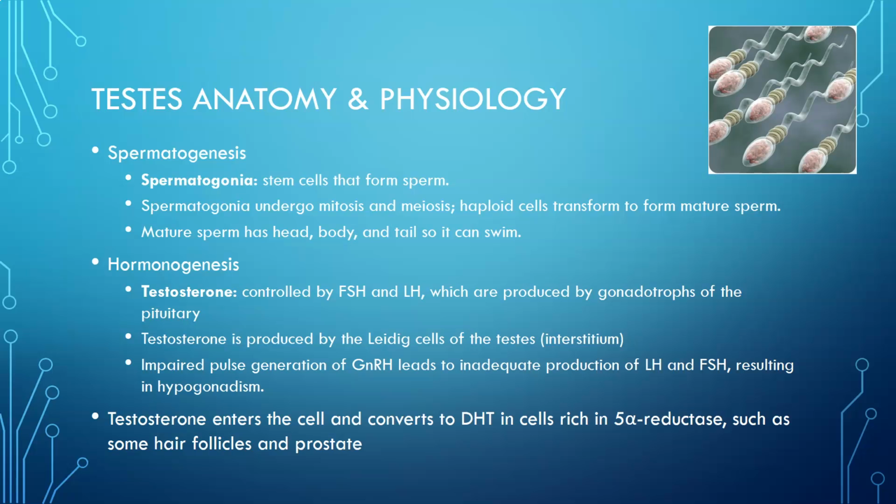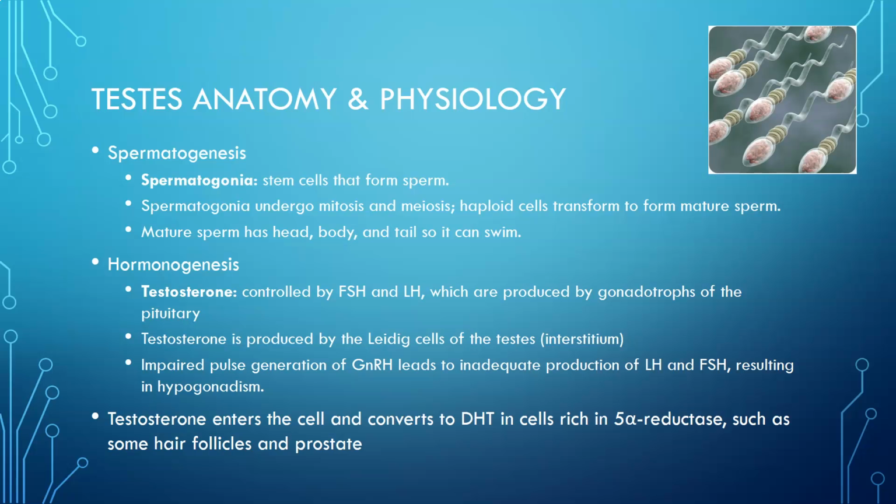Impaired pulse generation of the gonadotropin releasing hormone can lead to inadequate production of the LH and FSH, which then could result in hypogonadism because there's not enough testosterone and the other androgens being produced. And so again, GnRH would be at the level of the hypothalamus, LH and FSH are at the level of the pituitary, and then the testes is at the level of the gonads.